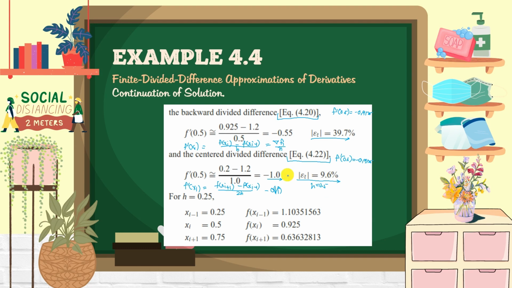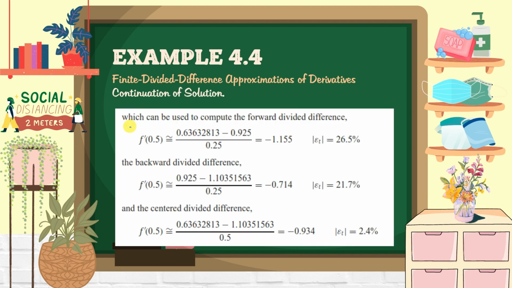So the same process will be applied for the interval of h equals 0.25. From x sub i of 0.5, subtracting 0.25, we will have 0.25 as x sub i minus 1 and 0.75 as x sub i plus 1. So the function of x sub i minus 1 will be 1.10351563, the function of x sub i will be 0.925, and the function of x sub i plus 1 will be 0.63632813.